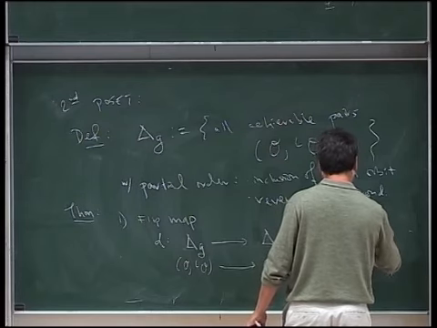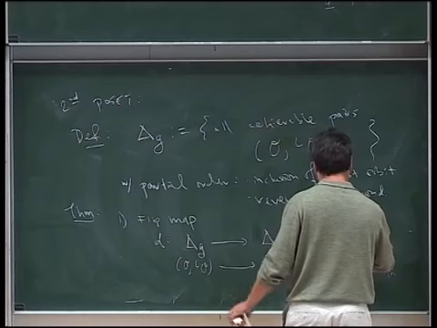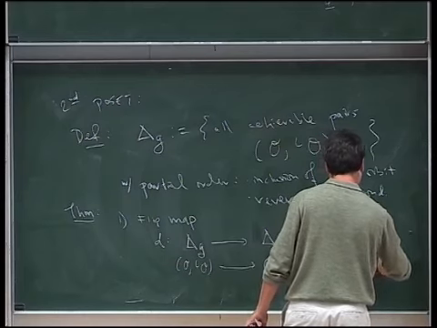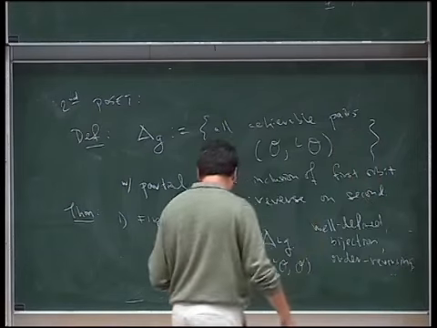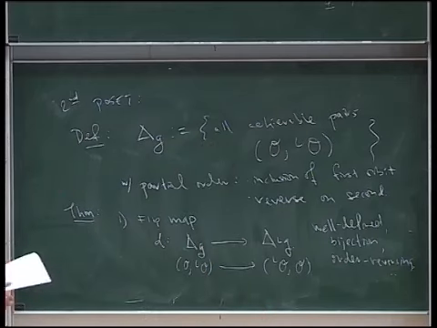bijection, and it's clear that it's order reversing. Okay, so you get this partially ordered set, and you actually have this map between two of them that reverses the order.